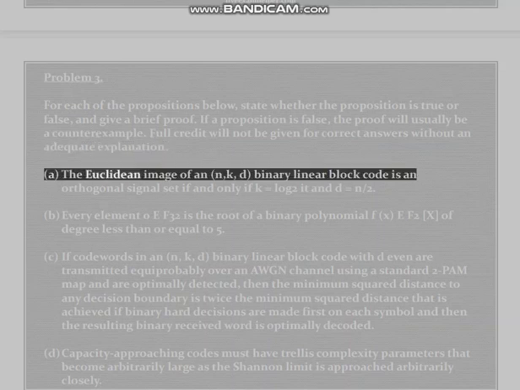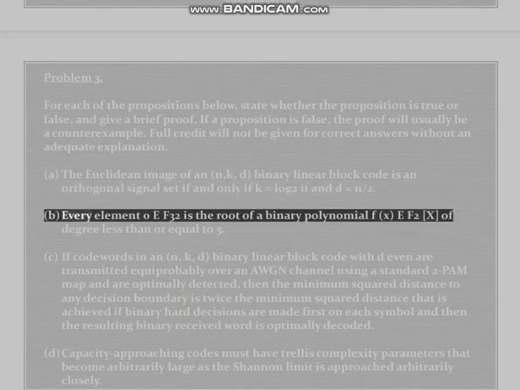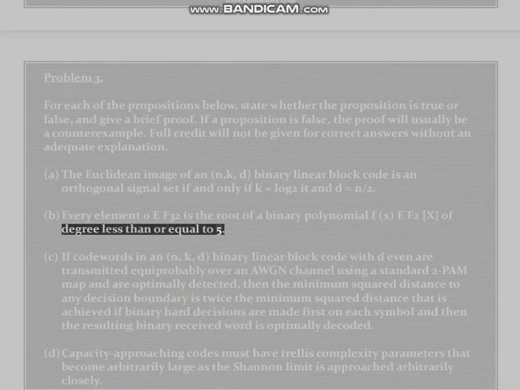A. The Euclidean image of an (n,k,d) binary linear block code is an orthogonal signal set if and only if k equals log2 n and d equals n/2. B. Every element of F32 is the root of a binary polynomial f(x) in F2[x] of degree less than or equal to 5.